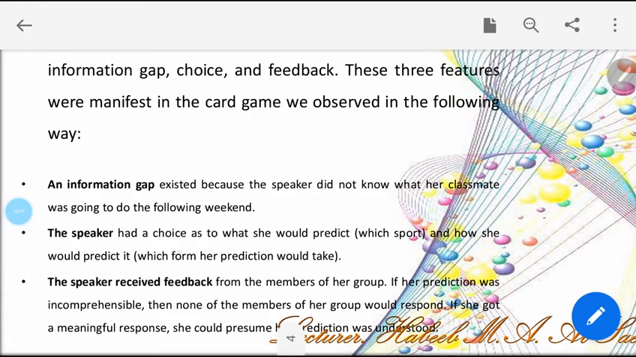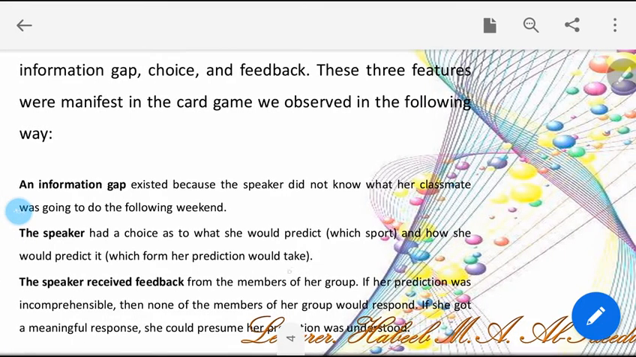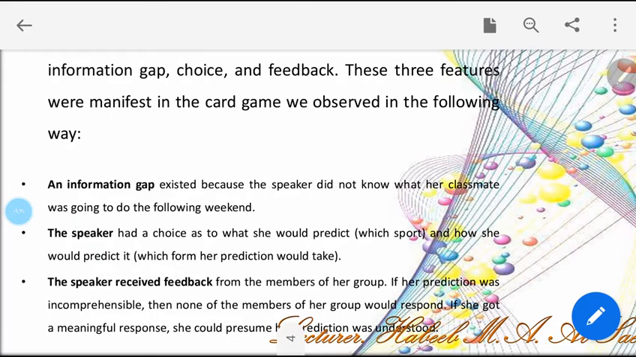The speaker had the choice as to what she would predict, what to say. For example, she is going to play tennis, or she is going to watch a football match. So the speaker has a choice to say or to predict which sport and how she would predict.